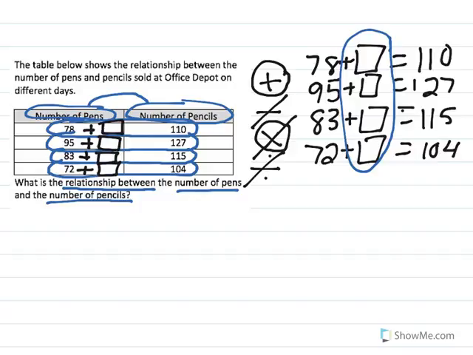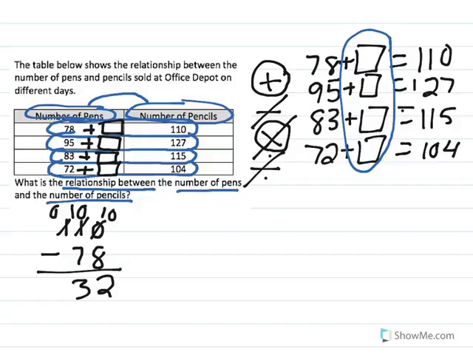So I'm going to work backwards, and I'm just going to use the first number sentence. I'm going to take 110 and subtract 78, just to see how much of a difference there is between the two numbers. So I have 0 minus 8, I can't do that. The 1 becomes a 0, the 0 becomes a 10. Now I have 10 minus 8, and that's 2. 0 minus 7, can't do that, becomes a 0, becomes a 10. 10 minus 7 equals 3. So this is telling me that 78 plus 32 equals 110.